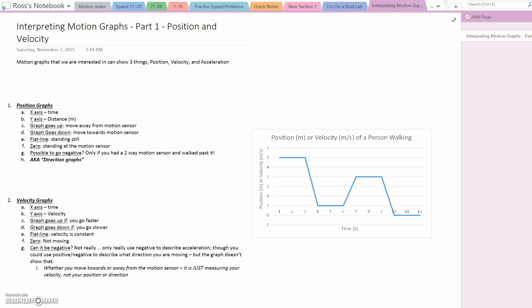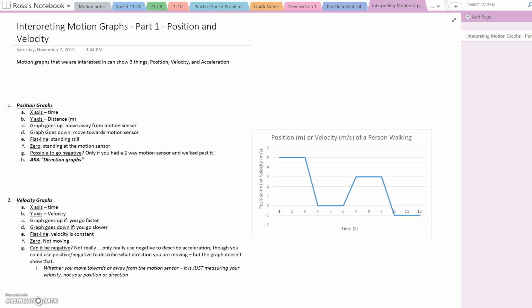So as we saw last week in the graphing motion, also known as the acceleration lab, we've seen motion graphs that can show three different things: position, velocity, and acceleration. This video, part one, will cover position and velocity. On the right side here, I've got some notes for us about position graphs and velocity graphs, some different things that you will see in the graph that we're about to go over.